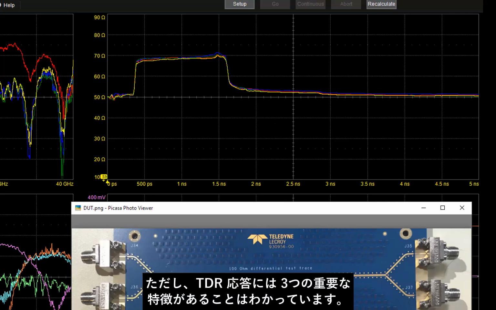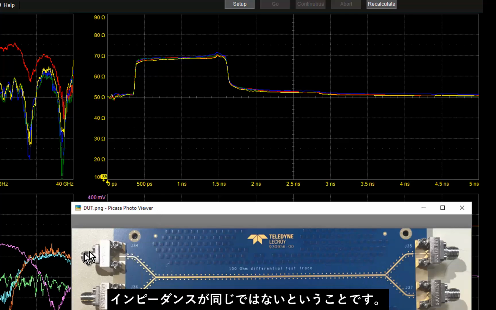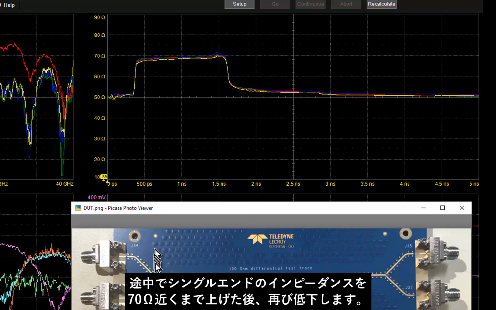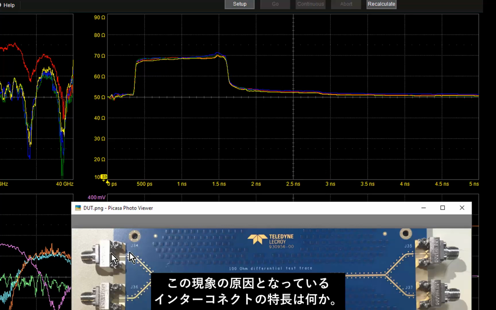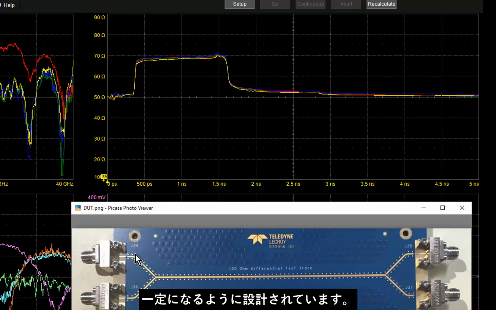We note, however, there are 3 important features in the TDR response. The first is it's not a uniform transmission line. It's not the same impedance from one end to the other. In fact, there's a large impedance discontinuity. We start out at 50 ohms, but then in the middle we raise to a much higher single-ended impedance, almost 70 ohms, and then it drops back down again. What's the feature in the interconnect that causes this behavior? This particular differential pair was designed for a constant 100 ohm differential impedance.